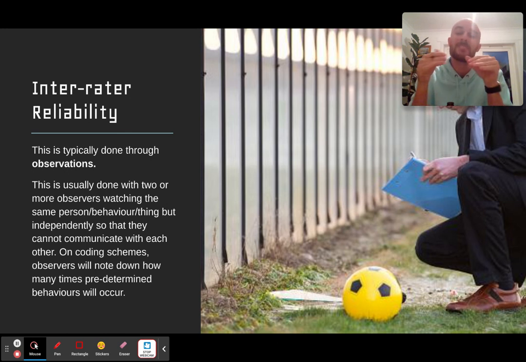You want to know how similar their observations are. Are they seeing the same things? Are they coding the same things? Are they interpreting the same things? On a coding scheme, they would note down how many times behaviors have occurred, and then you would compare them at the end.